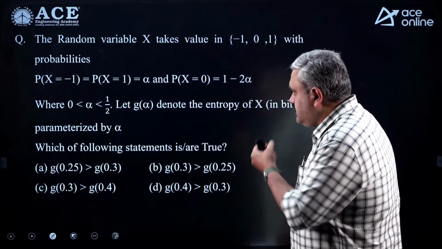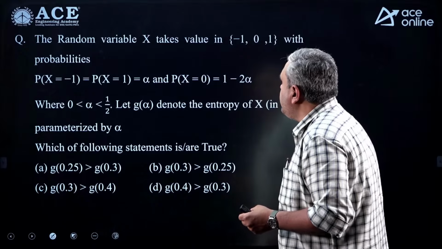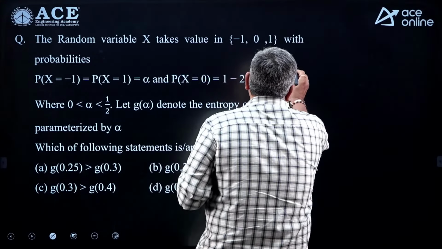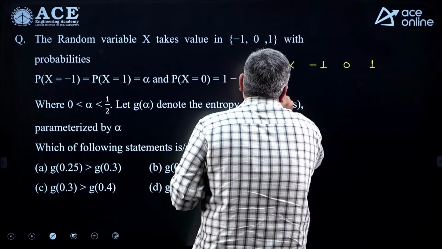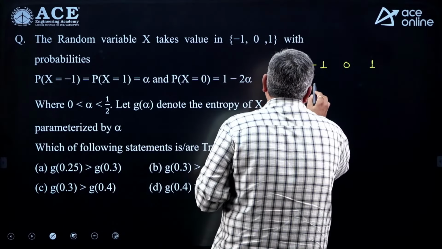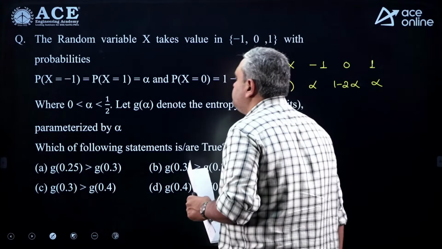Let us see the next bit. This is also based on information theory and coding. A random variable x takes values of -1, 0 and 1. So, x is a discrete random variable taking values of -1, 0 and 1, and its density function is alpha, 1 minus 2 alpha and alpha. This is the data given.